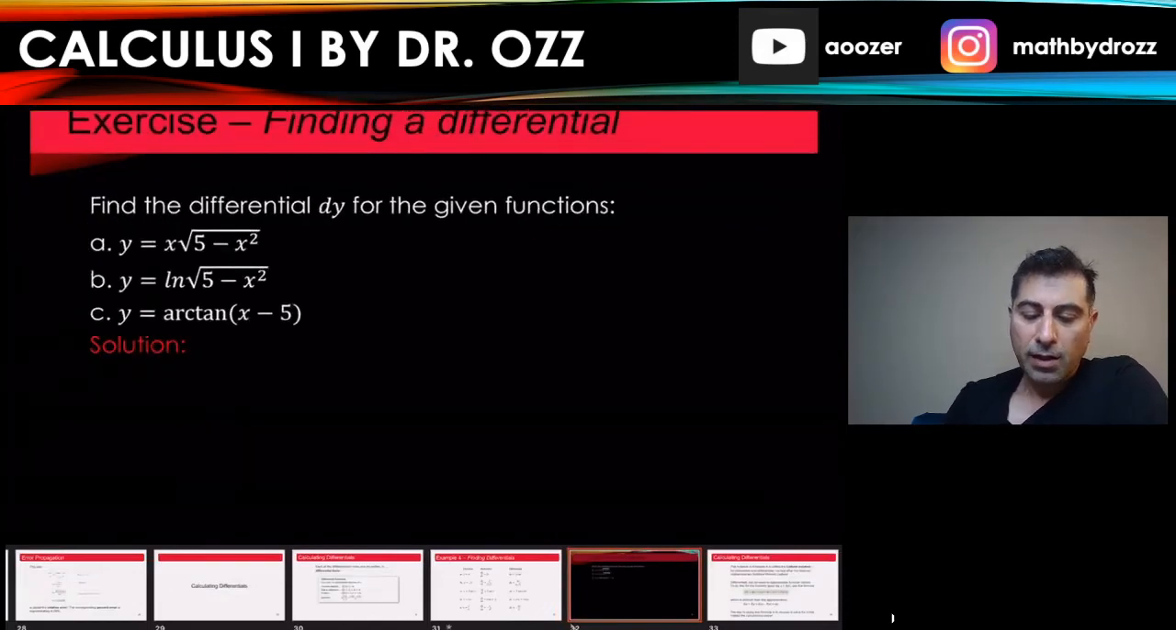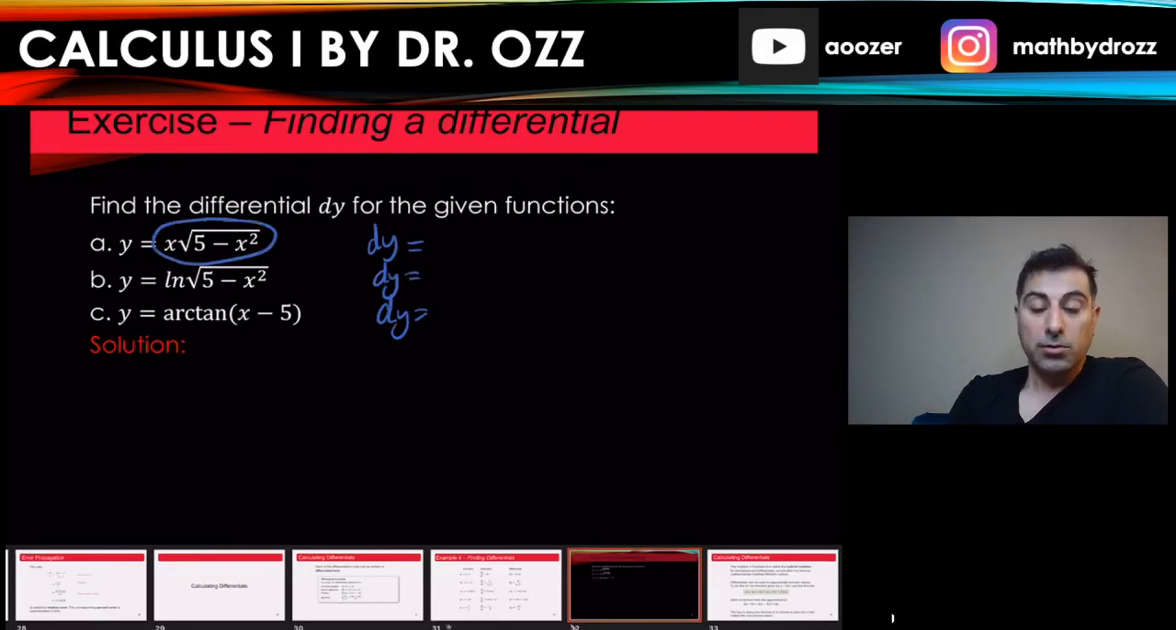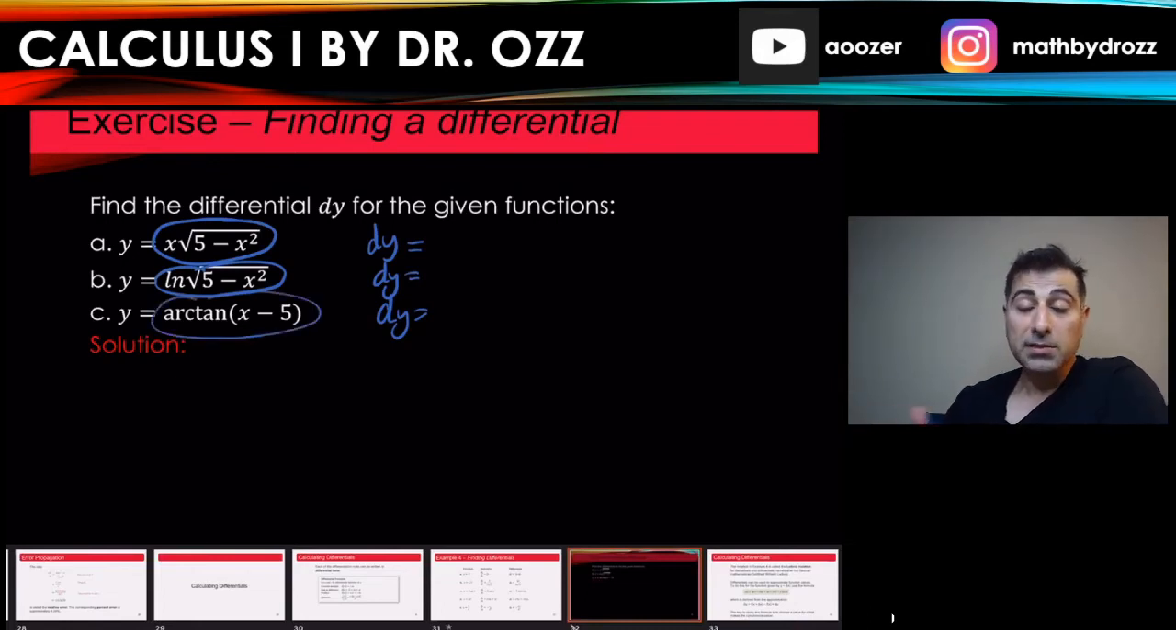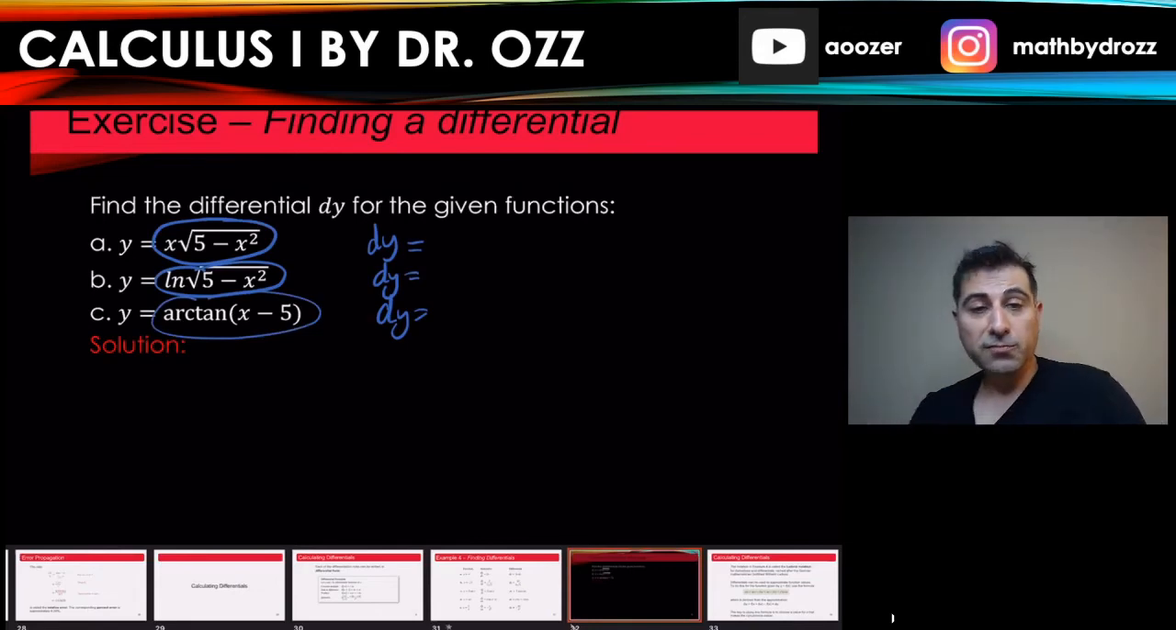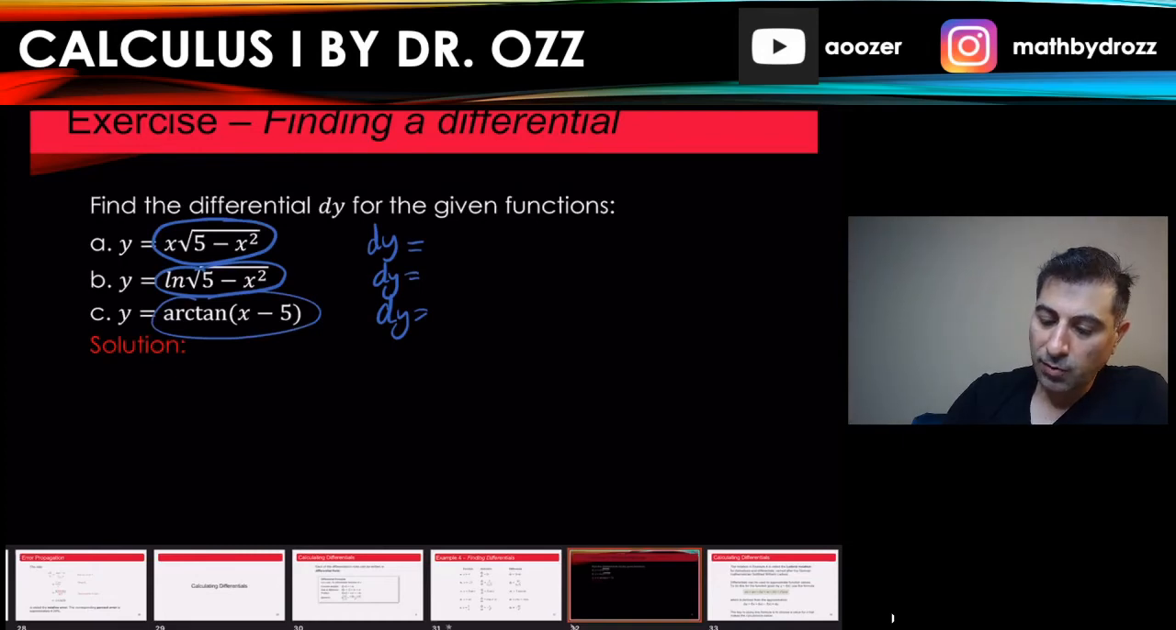As you see, I have 3 functions provided to you. So why don't you go ahead and maybe pause the video and then try to find the dy here and dy here and dy here. All we're going to do here is use the product rule, and use the formula for taking the derivative of ln of a function in the chain rule form. That's going to be u prime over u. And then the same thing for this one. You have a formula for arctan x or arctan x minus 5 in the basic differentiation formula card. So why don't you use those to write dy in each case as y prime times dx essentially.